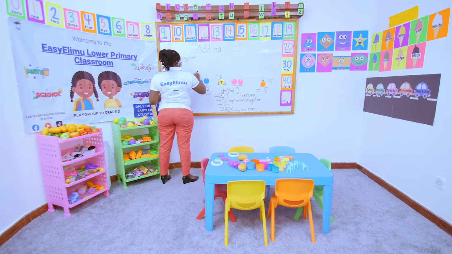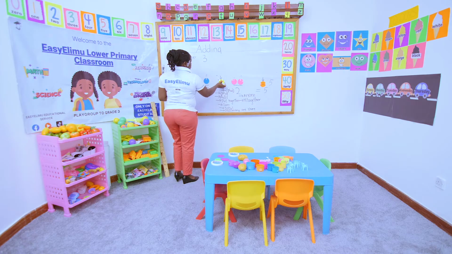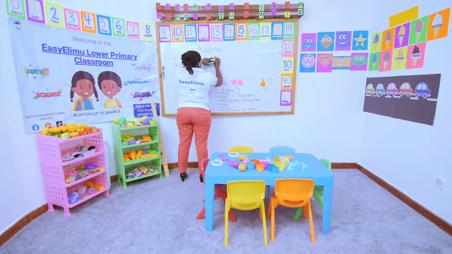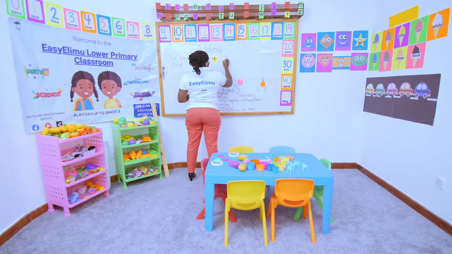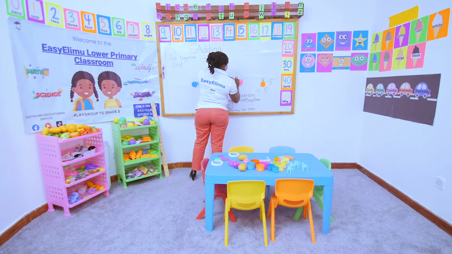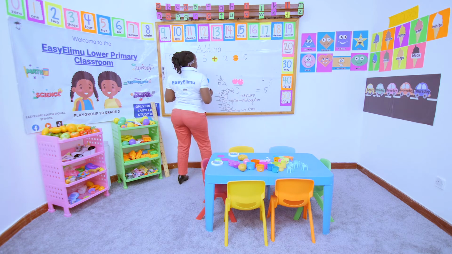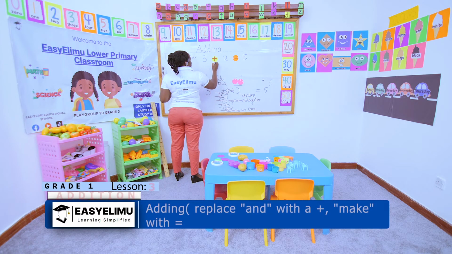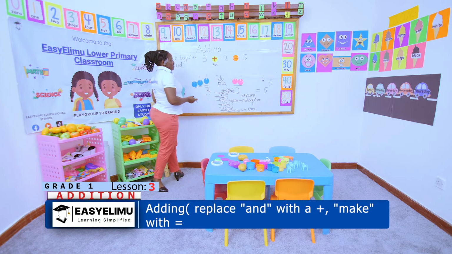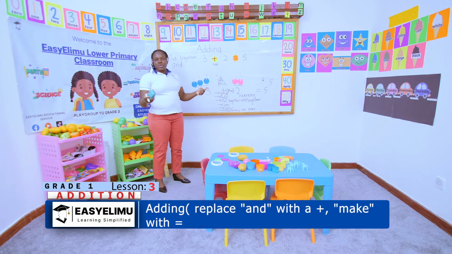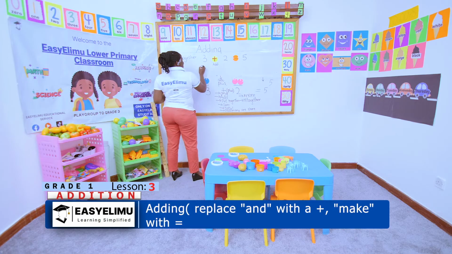Add. When I'm told 3 plus, that is the sign. Then we are talking about 2. Now this one means equal to. Then the answer is 5. So this sign means add. And what are we adding? We are adding 3 and 2. So what do we call 3 and 2? 3 and 2 are the addends.